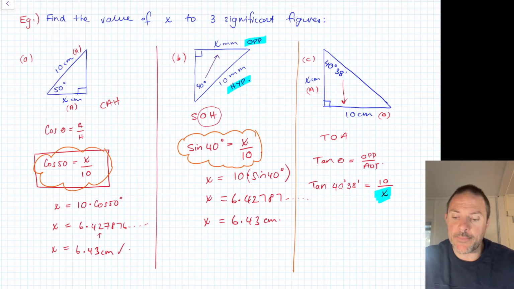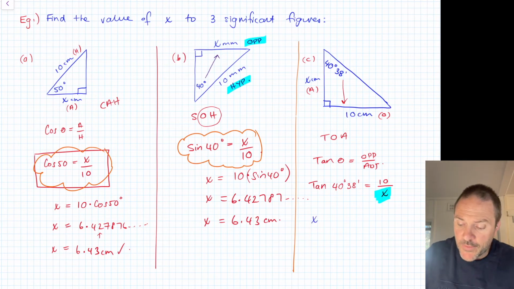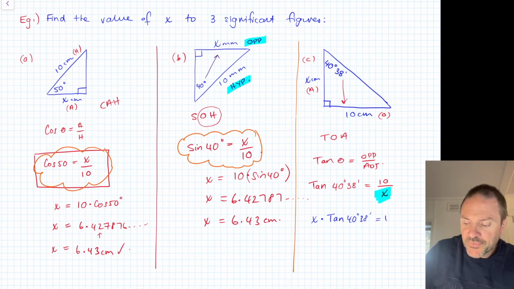Now, can you remember what happens here? To be honest, there's not a whole lot of difference, because all I'll be saying is, well, I can't deal with the x on the bottom. So what's the opposite of divide by x? I'd say times by x. So x times tan of 40 degrees and 38 minutes equals 10.